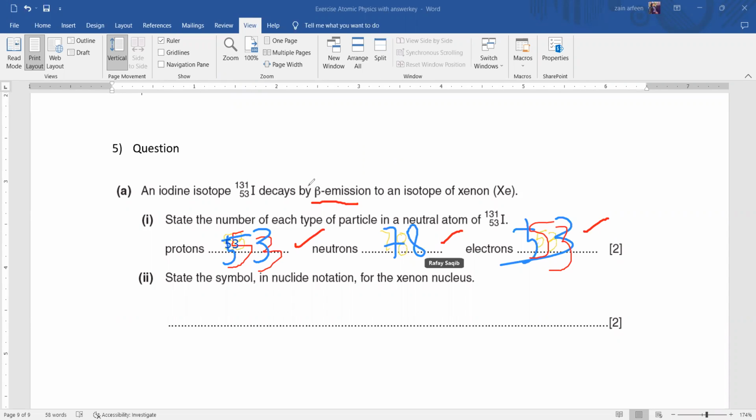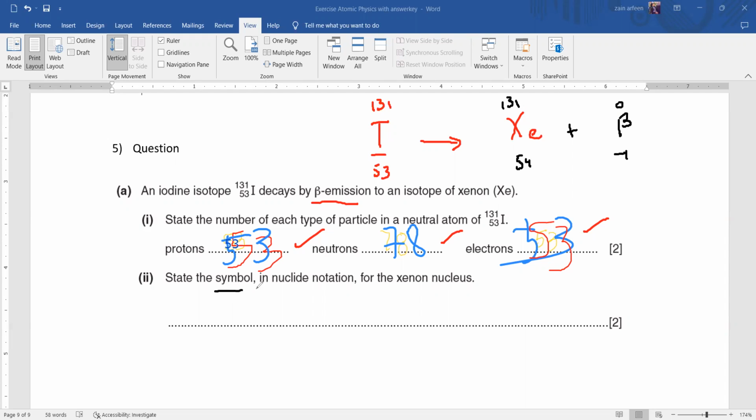Then what happened? It emits out beta. What will be the equation for beta? For example, we have iodine, which is 131 and 53. When it emits out beta, the nucleon number does not change, so it will remain 131. But what happened to the proton number? The proton number increases by 1. This is the beta emission. The general equation for beta: the proton number increases by 1, the nucleon number does not change.